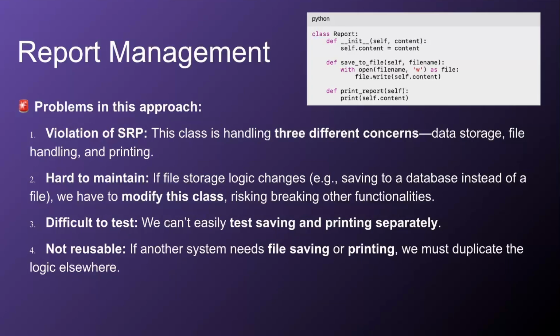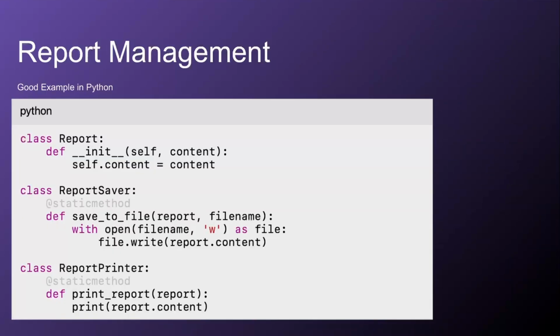Now what I will do is refactor this code, and we will see a good example for this particular report management thing. So this is a good example in Python. What is happening here? We have this report class as usual, and it has the usual constructor: content will be sent as a parameter and assigned to self.content. We have declared a new class called report saver. In this report saver class, there is a static method save to file.